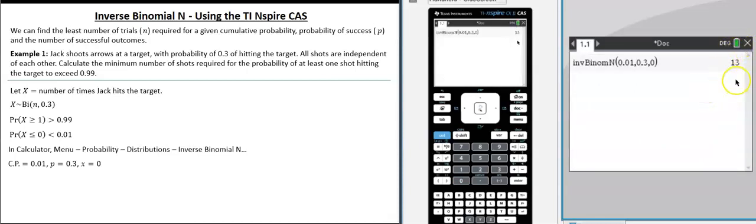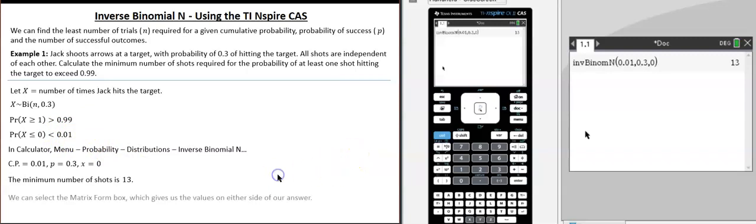That gives us 13, which means that the minimum number of shots he needs to take is 13. What that means is if Jack shoots 13 arrows at the target, then the probability of at least one of them hitting will be greater than 0.99. Alternatively, we could say the probability of 0 of them hitting is less than 0.01.